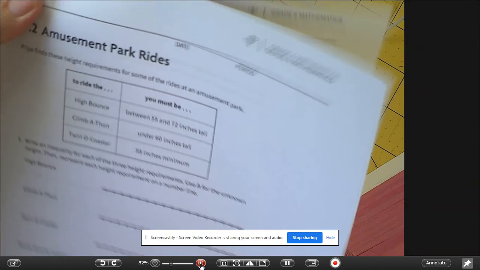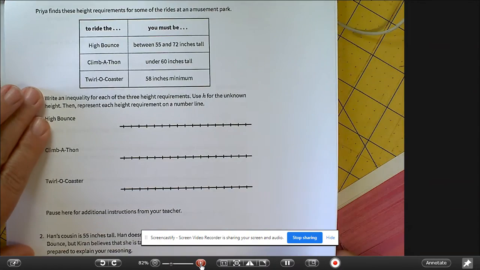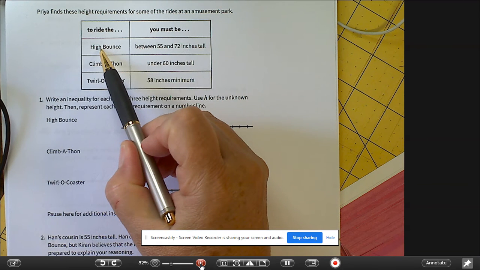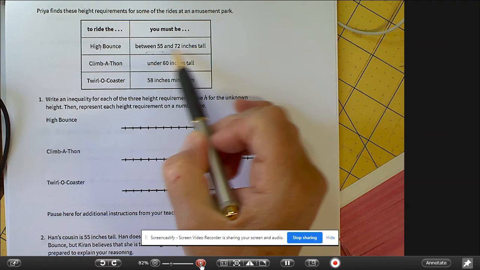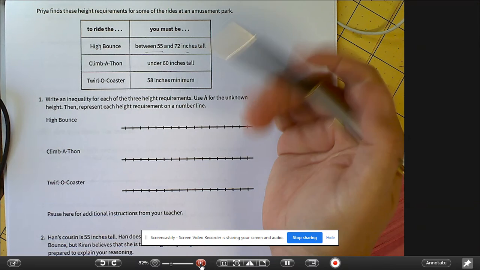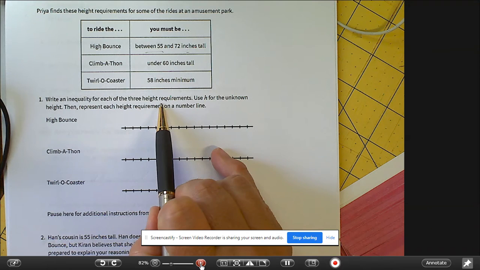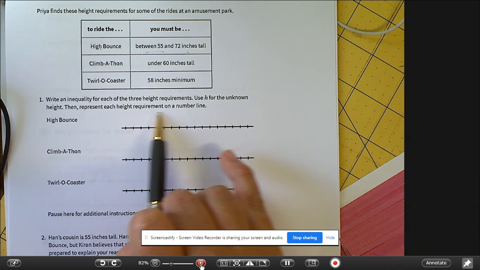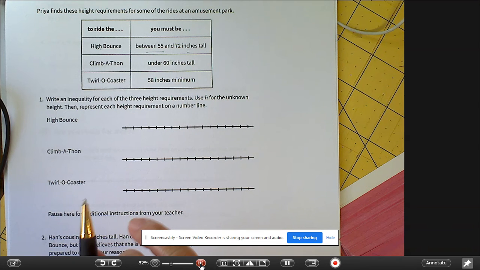For 9.2, it says Priya finds these height requirements for some of the rides at the amusement park. To ride the high bounce, you must be between 55 and 72 inches tall, etc. So write an inequality for each of the 3 height requirements. Use H for the unknown height, then represent each height requirement on the number line.